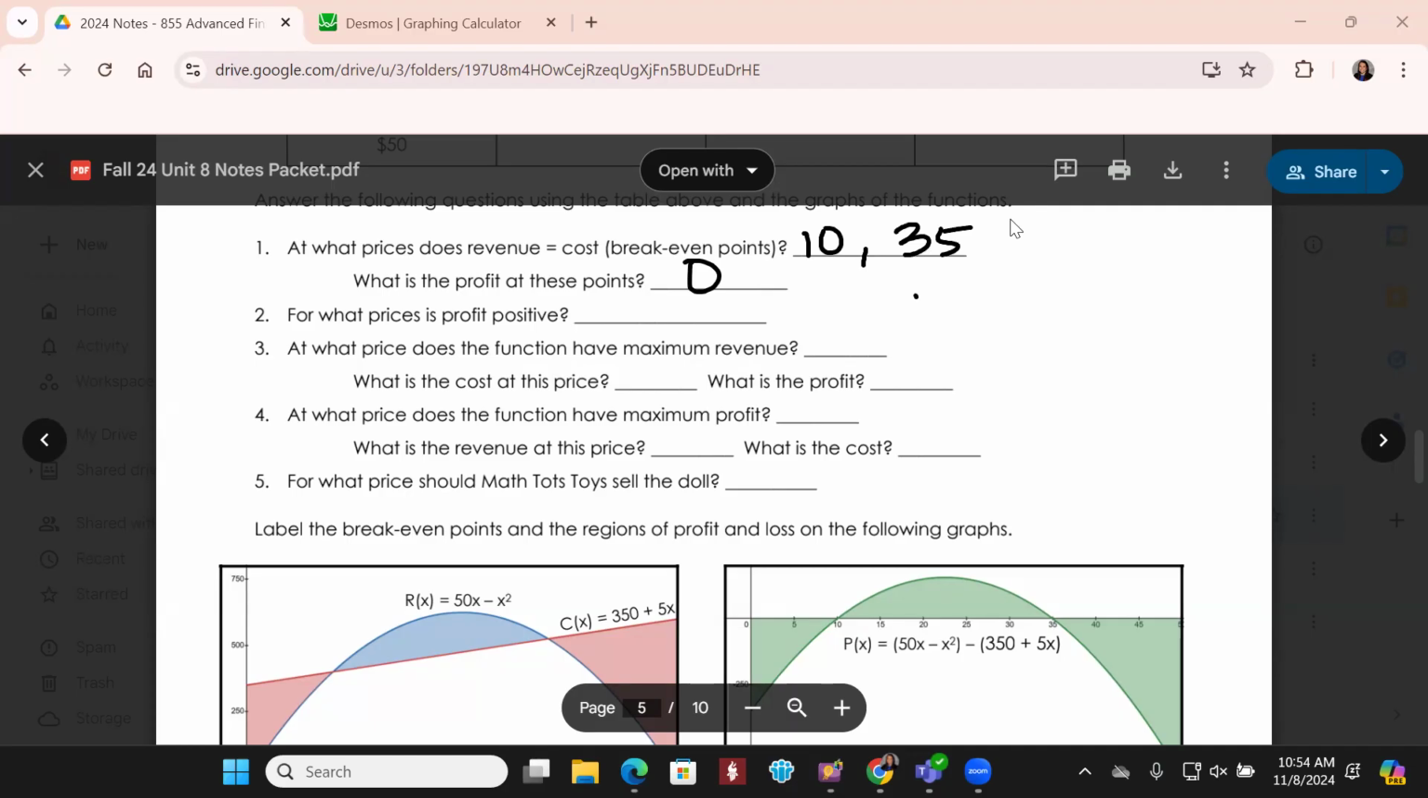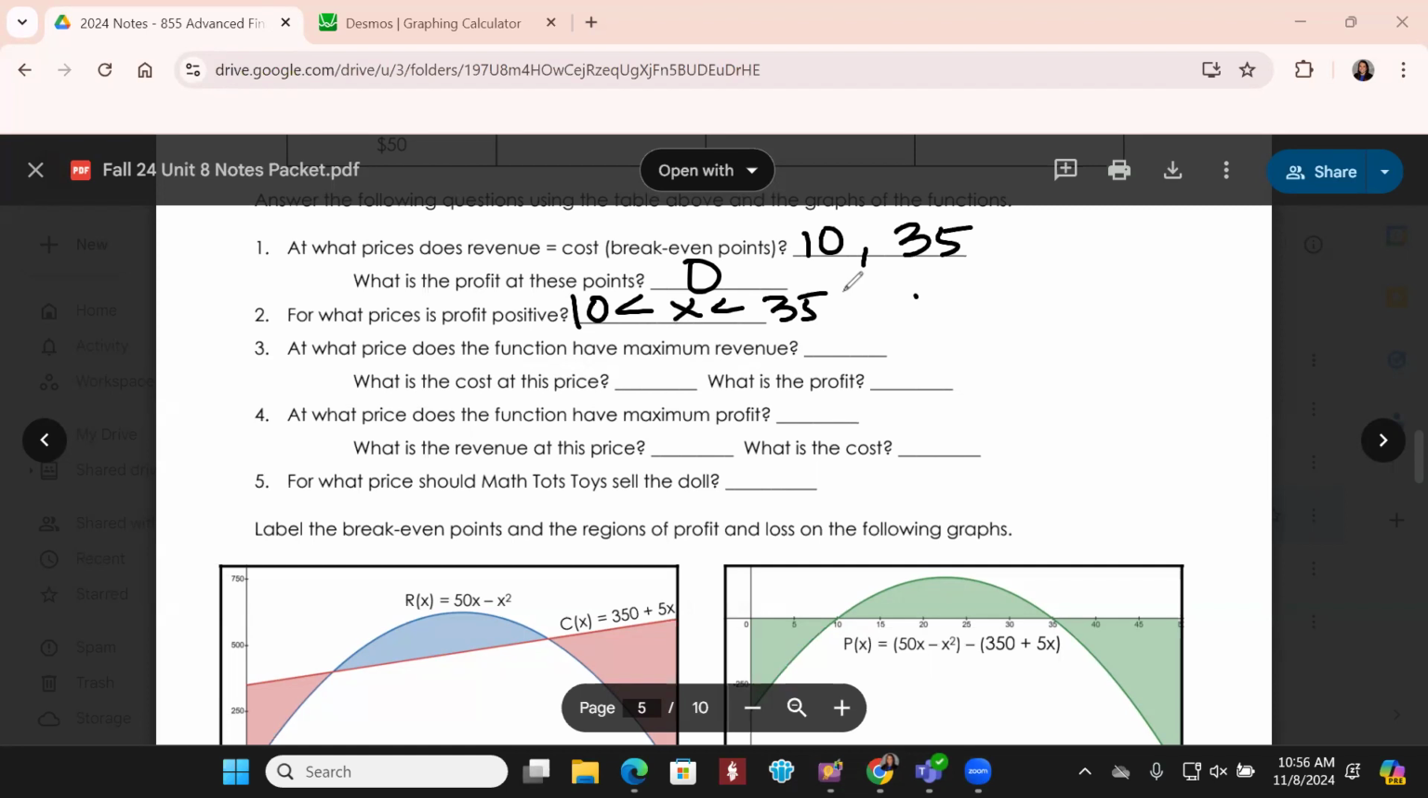All right, for what price is the profit positive? Looking at the last column, which ones are positive? It's in between 10 and 35. Not including 10 and 35, but in between those two numbers, you're going to have a positive profit.